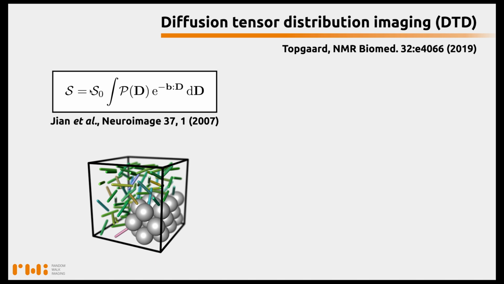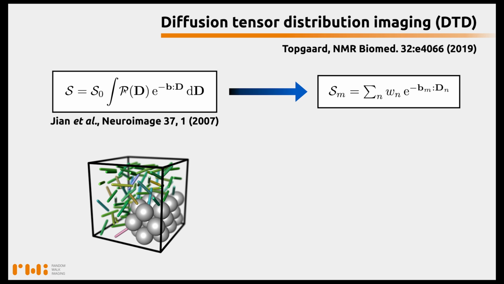Diffusion tensor distribution imaging simply discretizes this equation as such. The index M corresponds to the index of acquisition. For example, here you have the Mth acquired B tensor or B matrix.